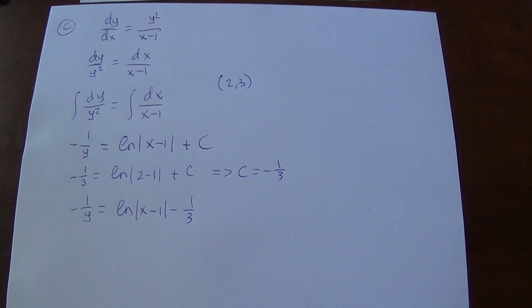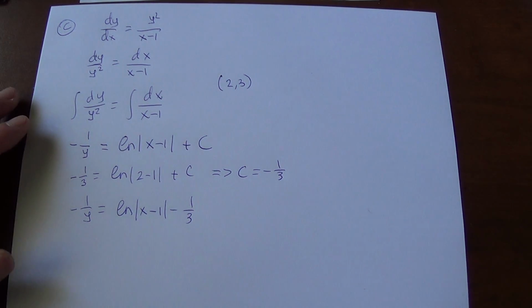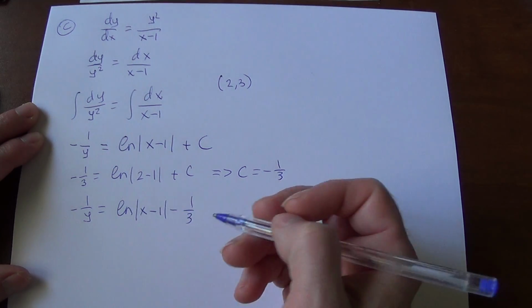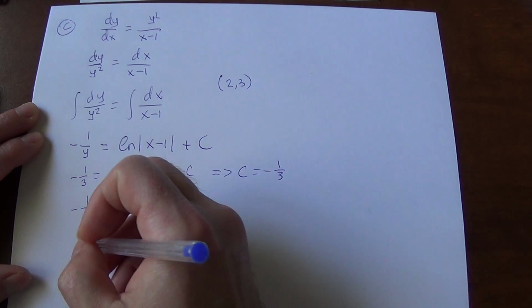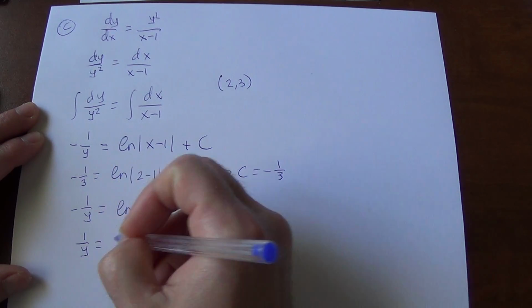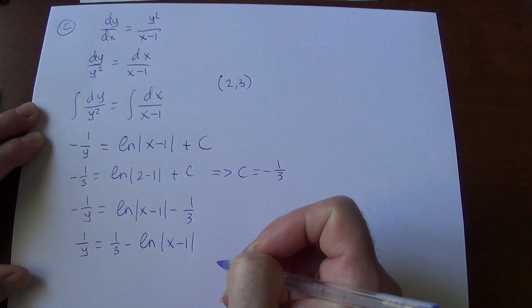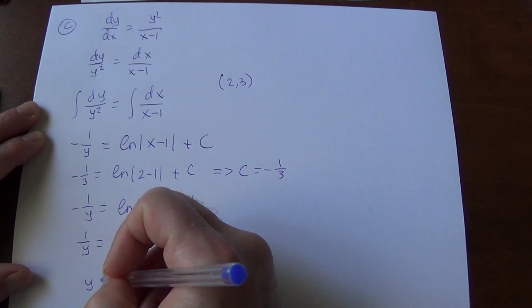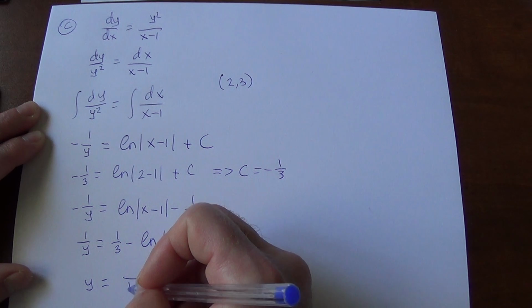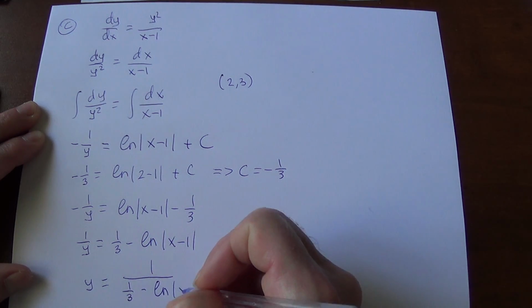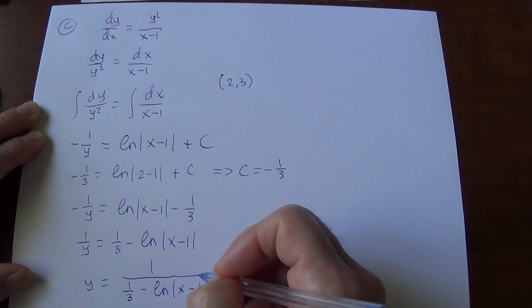So by then you're going to earn almost all the points on this problem. It's typically either 5 or 6 depending on the problem, but you still need to earn the last point by actually solving this for y. So it's algebra work. We're going to multiply everything by negative 1. 1 over y equals 1/3 minus ln absolute value of x minus 1. And reciprocate that, and y equals 1 over 1/3 minus ln absolute value of x minus 1. And this problem is done.